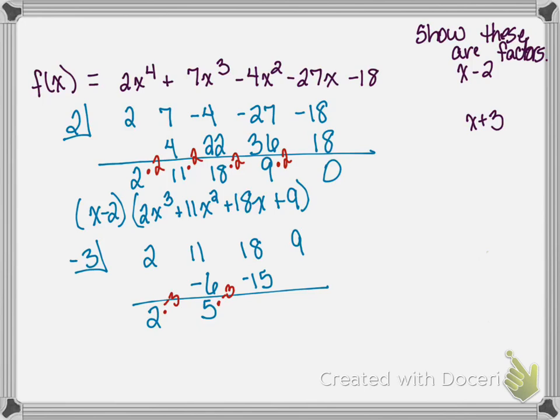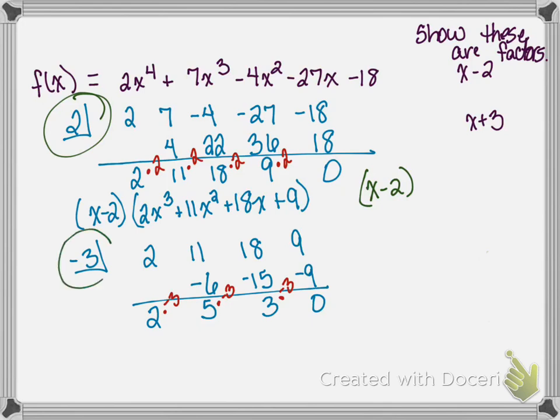What's 18 and negative 15? I take my 3 and I multiply it times. What do I get? Negative 9. And I get a remainder of 0. So now I have, I'm going to do this in green so we can keep it all straight. I have x minus 2 from right here. What's my factor here? X minus 3. It's not x minus 3, x plus 3.